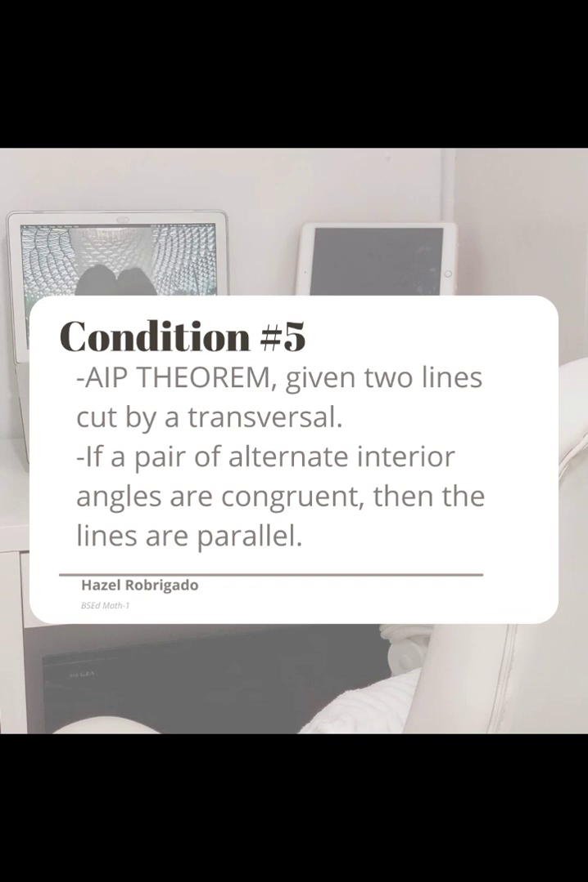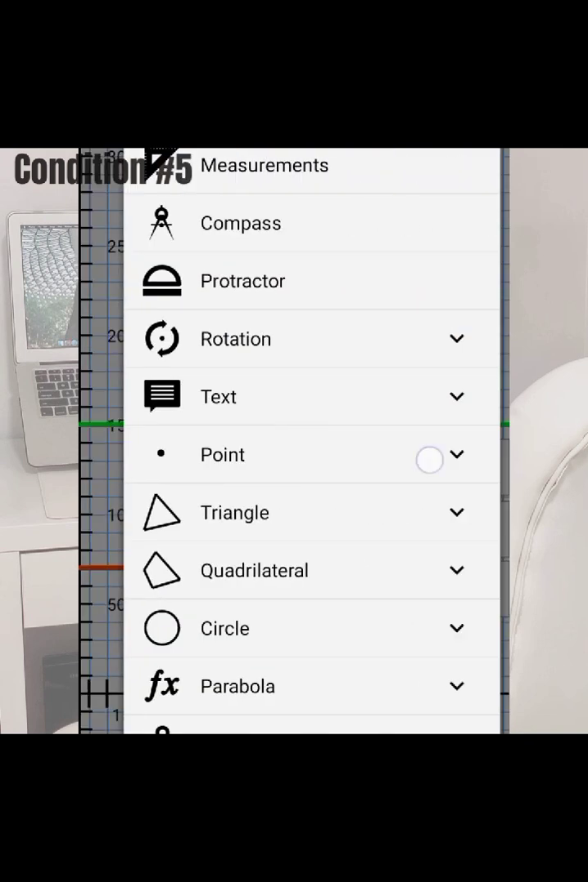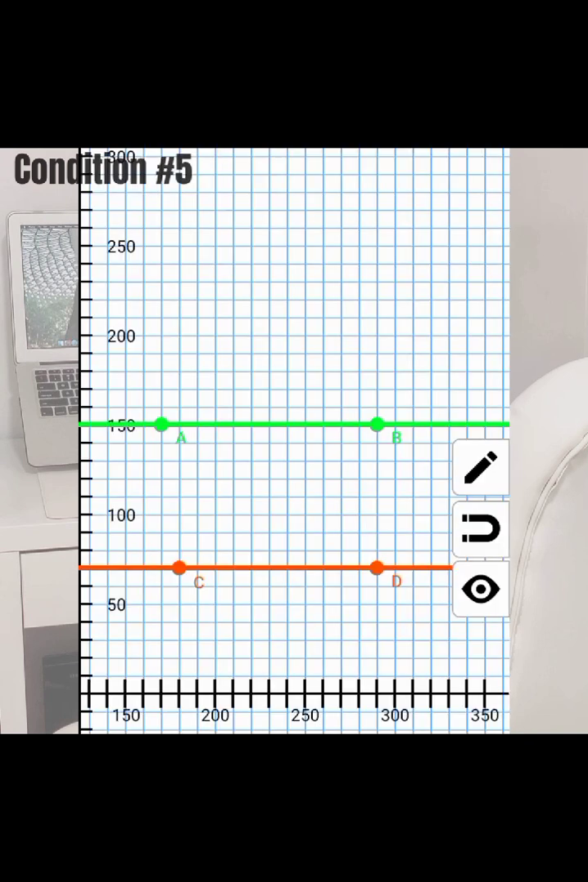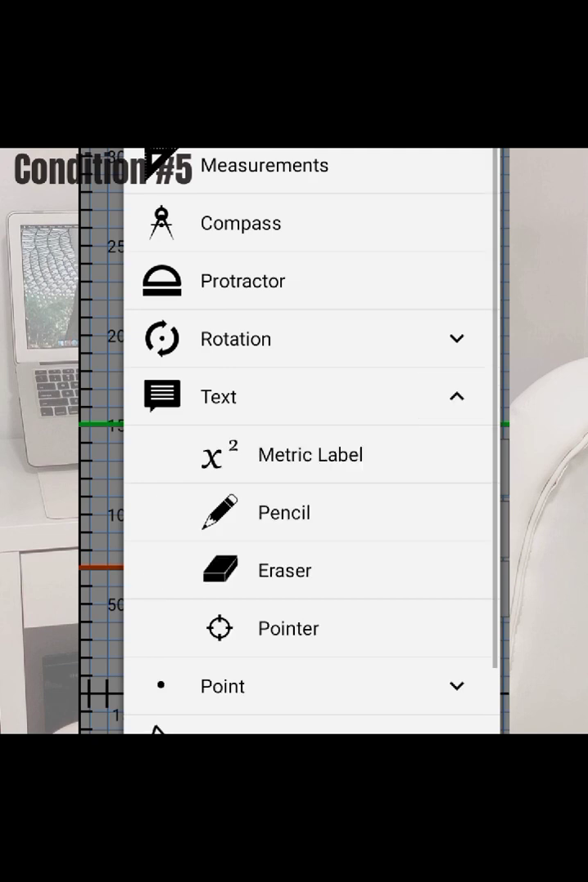Given two lines are cut by a transversal, if a pair of alternate interior angles are congruent, then the lines are parallel. The last condition is like the fourth one. That's a parallel line AB and CD and a transversal EF. But this time, let us see if the alternate interior angles are congruent.